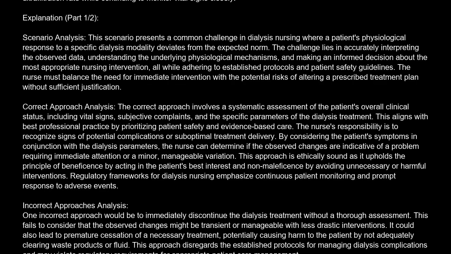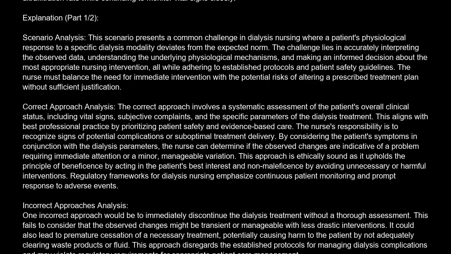The correct answer is C. Assess the patient's fluid status, review the prescribed ultrafiltration rate, and consider a temporary reduction in the ultrafiltration rate while continuing to monitor vital signs closely. Explanation. Scenario analysis. This scenario presents a common challenge in dialysis nursing where a patient's physiological response to a specific dialysis modality deviates from the expected norm.